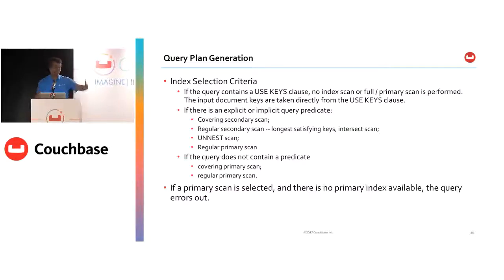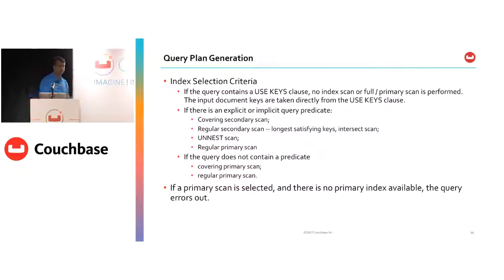In terms of index selection, if the query contains USE KEYS, we use the USE KEYS. If the query does not contain USE KEYS, depending on the predicate, we prefer covering scans over non-covering scans. We try to use the index that can cover all of your predicates. If you have three predicates, but you have indexes on just one or two of the predicates, or a composite index on three of the keys, we prefer the widest index that can cover your query. Then we evaluate whether the query can be covered by this index or not.